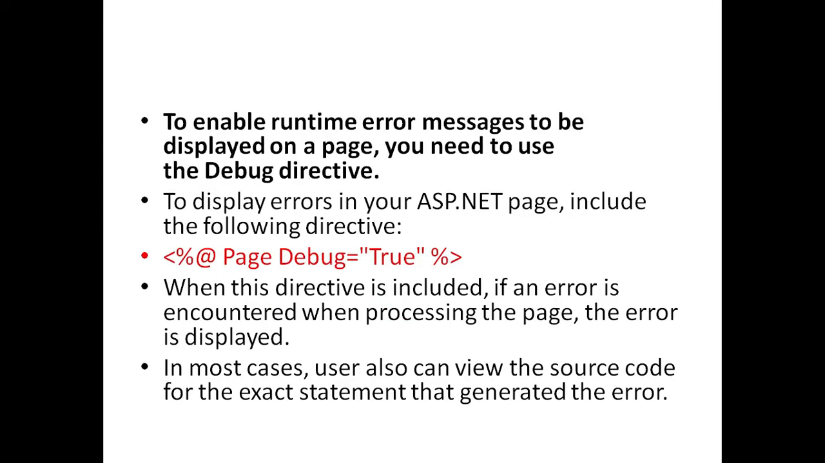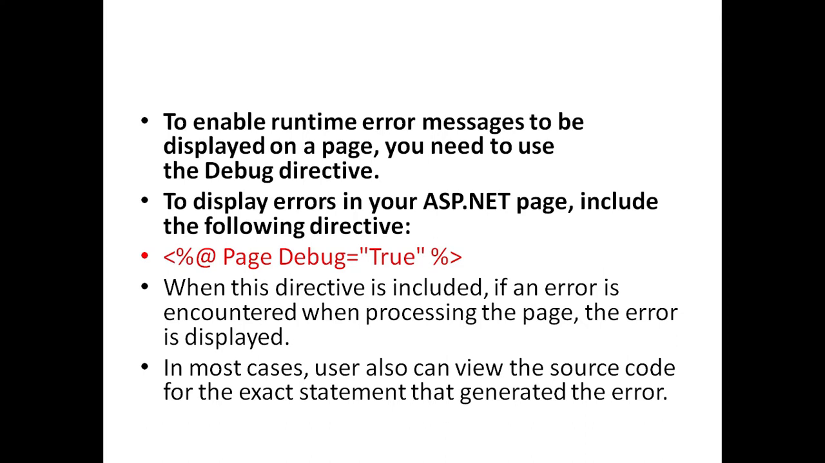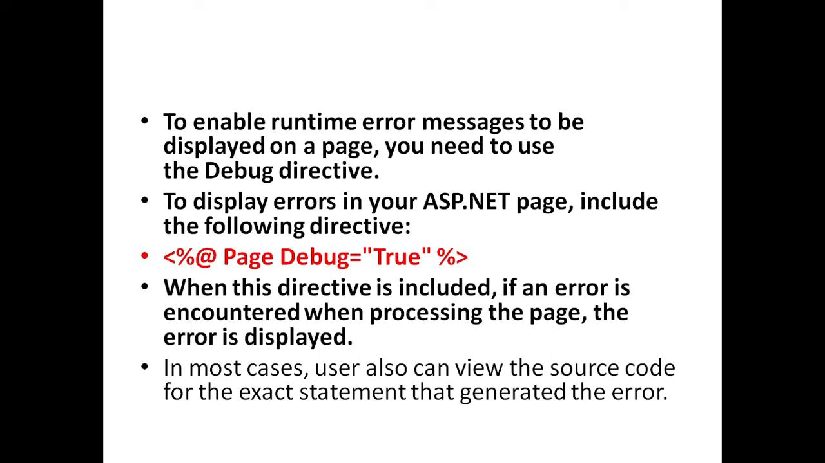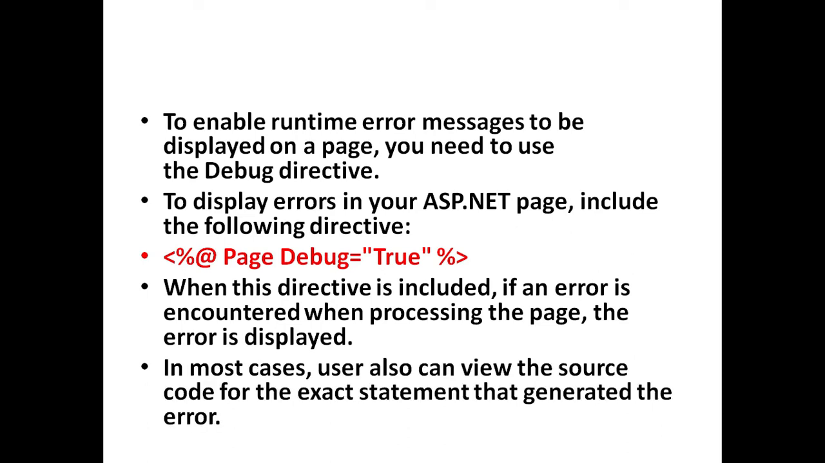To enable runtime error messages to be displayed on a page, you need to use the debug directive. To display errors in your ASP.NET page, include the following directive: Page Debug="true". When this directive is included, if an error is encountered when processing the page, the error is displayed. In most cases, the user can also view the source code for the exact statement that generated the error.